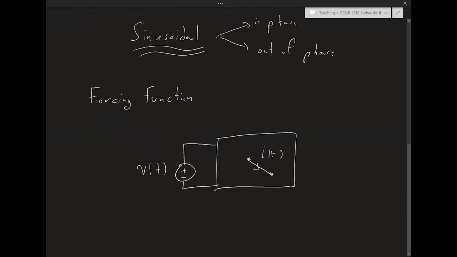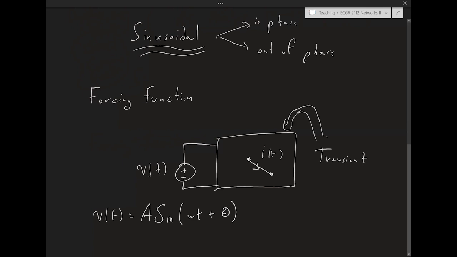The idea is that this response is going to have a transient, meaning the moment I apply this voltage, and this voltage is some magnitude, a sinusoid. That's what we are constraining ourselves to, sinusoidal forcing functions. So it has some magnitude, it's a sine function, it has some frequency, it has some phase angle, right? The moment I introduce this forcing function, the circuit is going to go through a transient. And then after it finishes the transient, it will settle at steady state, right?